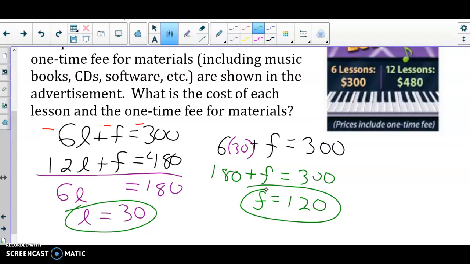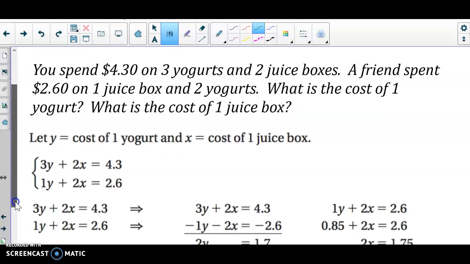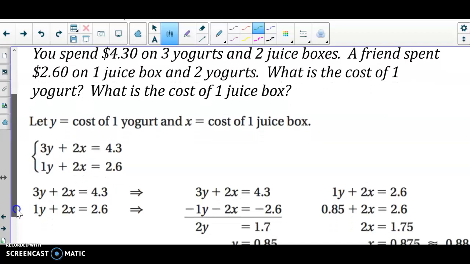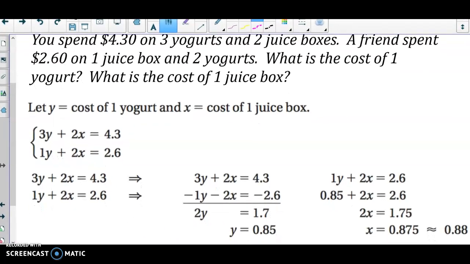Awesome. All right, let's finish up with just one more. Okay, let's do the error analysis and see what went wrong here. I'll pull this up so you can see the whole problem and see if you can figure out what went wrong. Let's let you guys freeze it, and then I'll come back and let you know where things went wrong.